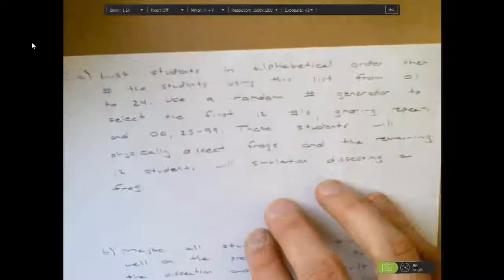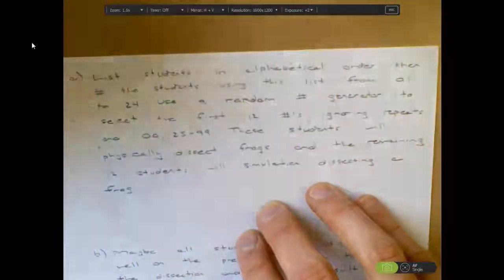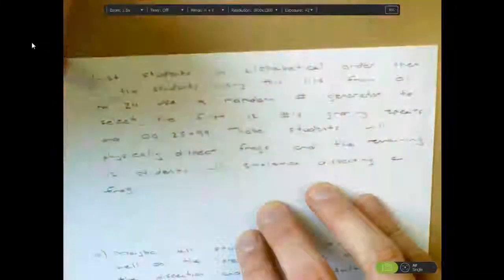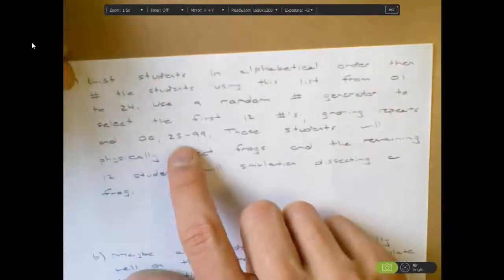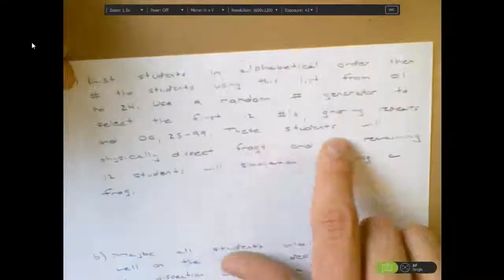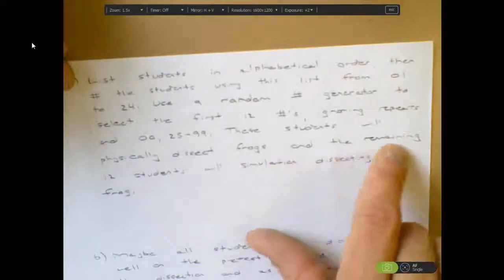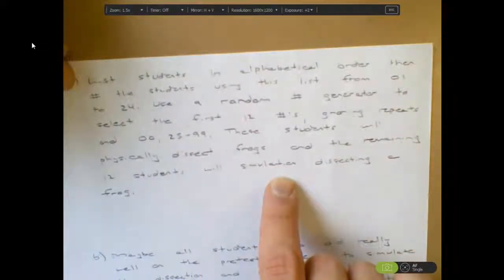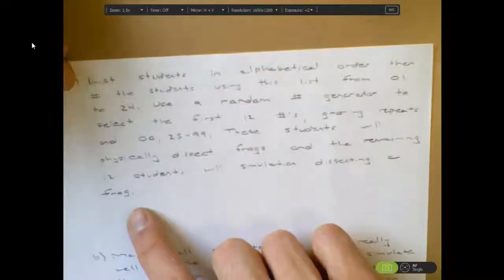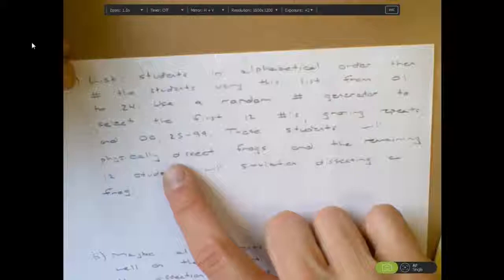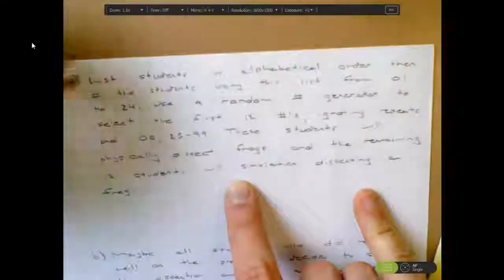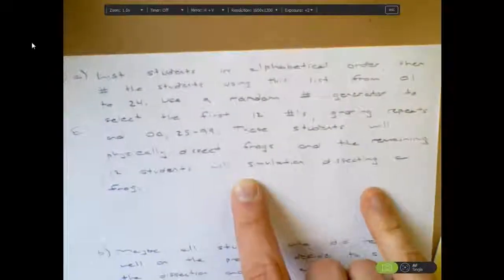Okay, so I said list the students in alphabetical order, then number the students using this list from 0, 1 to 24. Use a random number generator to select the first 12 numbers. This is key. You need to ignore repeats and numbers 00 and 25 to 99. These students will physically dissect frogs, and the remaining 12 students will do a simulation dissecting a frog. So I have 2 equal sized groups using randomization, and I'm talking about the named treatments. The first 12 are physically dissecting, and the remaining 12 are dissecting it using the simulation. So that's going to earn me essentially correct.